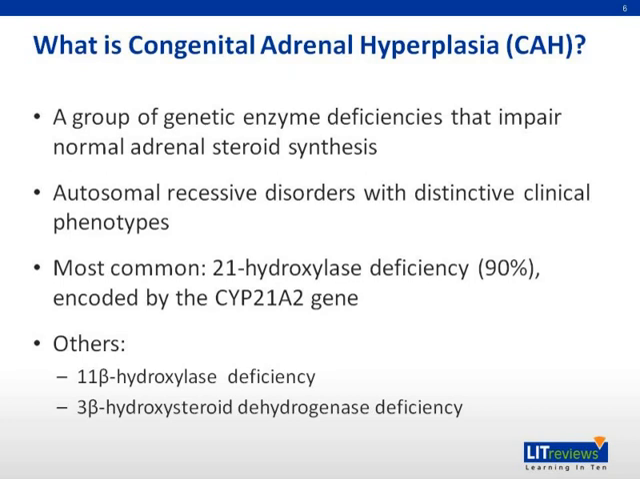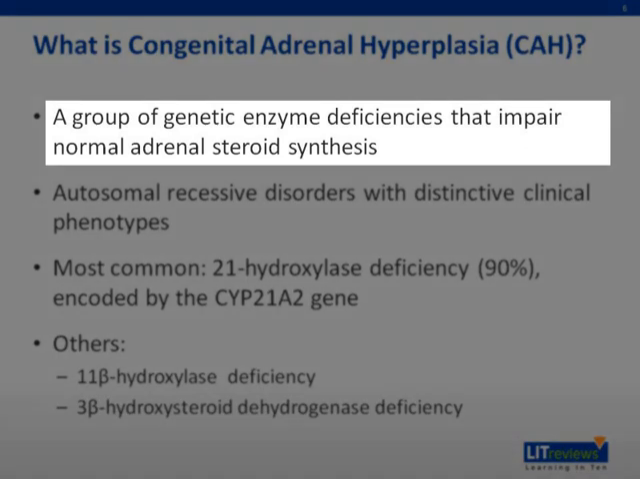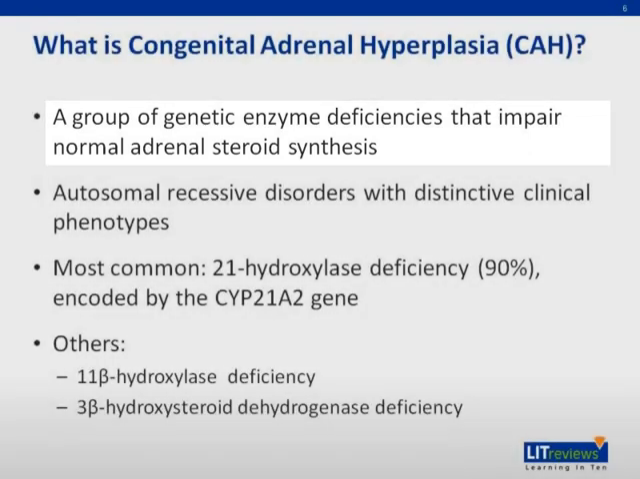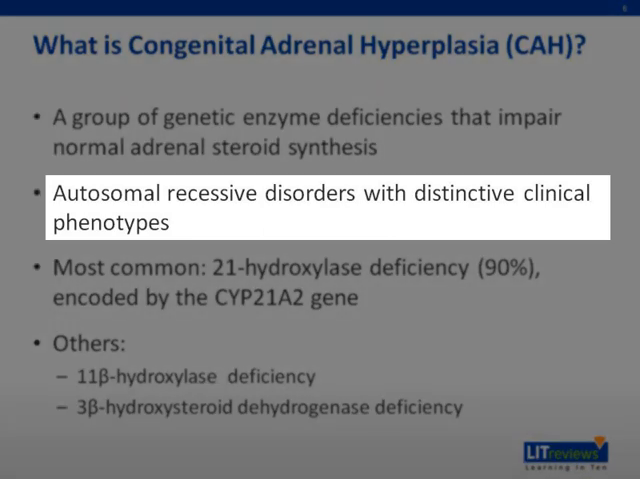So, what is congenital adrenal hyperplasia? CAH is a group of genetic disorders that arise due to enzyme deficiencies that result in impaired adrenal steroid synthesis. They are transmitted in an autosomal recessive fashion, and different enzyme deficiencies result in distinctive clinical phenotypes.